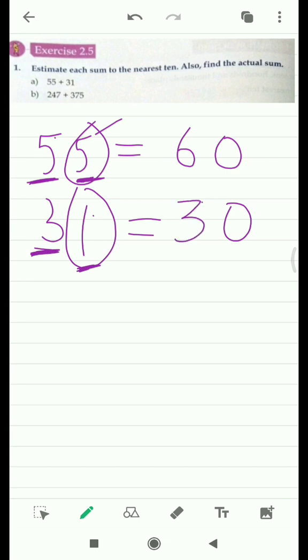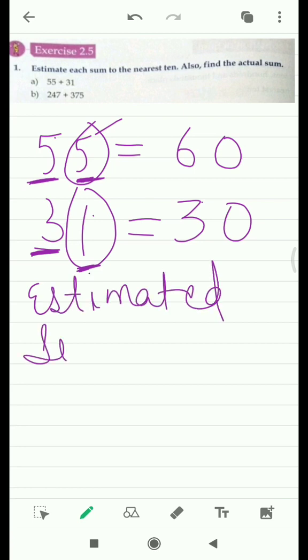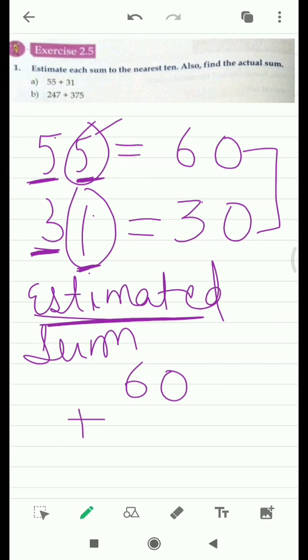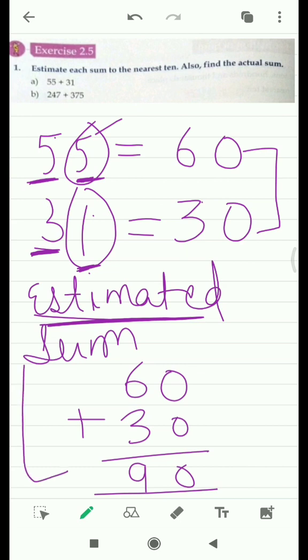Now we have to find estimated sum. When you find estimated sum, you have to add these two numbers which you have obtained after rounding off to the nearest 10. So add them. 60 plus 30. It comes out to be 90. So this is your estimated sum, which is 90.